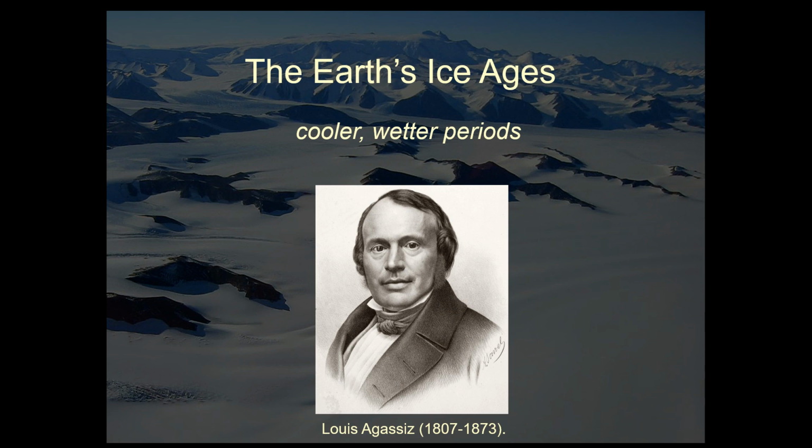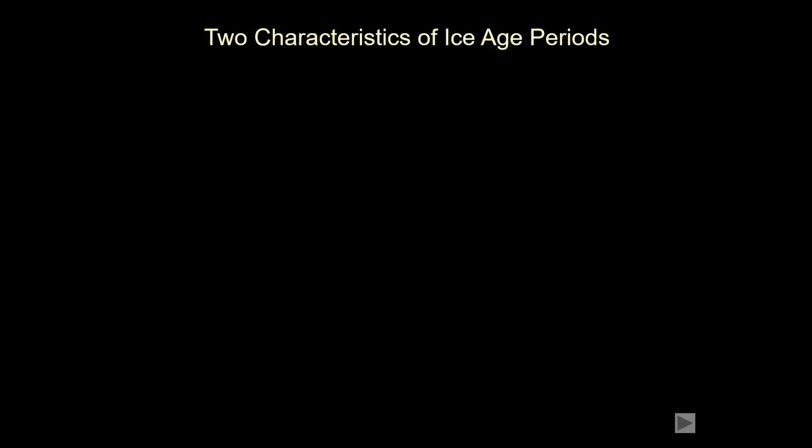Some of the credit for Ice Age periods in Earth's history goes to the guy in this slide, Louis Agassiz, who was a geologist who lived between 1807 and 1873. And he came up with the idea that the Earth experienced these colder, wetter periods. And we'll look at those specific periods in just a minute. But before we do, let's talk about two characteristics of Ice Age periods.